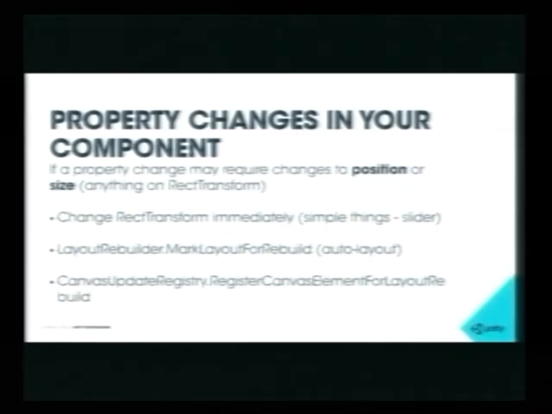If a property you modify changes anything associated with a rect transform, such as the position or size, if it's something simple, you can just modify the rect transform directly. An example of this is if you have a slider and you've modified the value on the slider, you may want to just move the knob position. If you are using the auto layout system, you can use the higher level API, which exists on the LayoutRebuilder, which is MarkLayoutForRebuild. Whereas if you're writing your own layout system and completely ignoring the Unity auto layout system, you can just register your canvas element for layout rebuild.